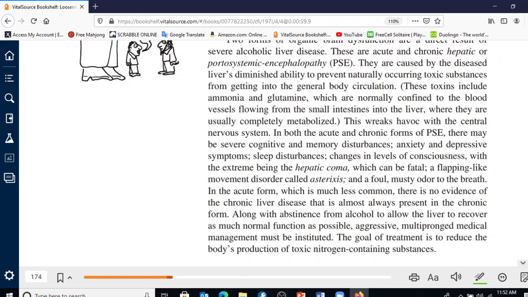Hepatic or portosystemic encephalopathy is associated with liver disease. Toxins that the liver is unable to purify float around, poisoning the brain. And you can fall into a hepatic coma, which is liver poisoning, and you die. It can be fatal. And chronic hepatocerebral disease is a complication of long-standing liver disease.